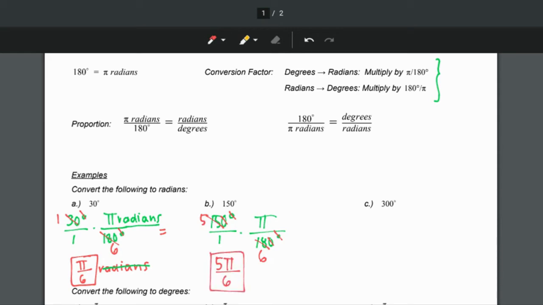All right, and then the last one in this section, if you want to try it on your own, go ahead. But it's 300 degrees over 1. So I'm going to cancel out any common parts. So the degrees cancel. I could divide them both by 10. And I have 30 over 18, which I can divide both of those by 6. So that would give me 5 over 3. So that would be 5 pi over 3.